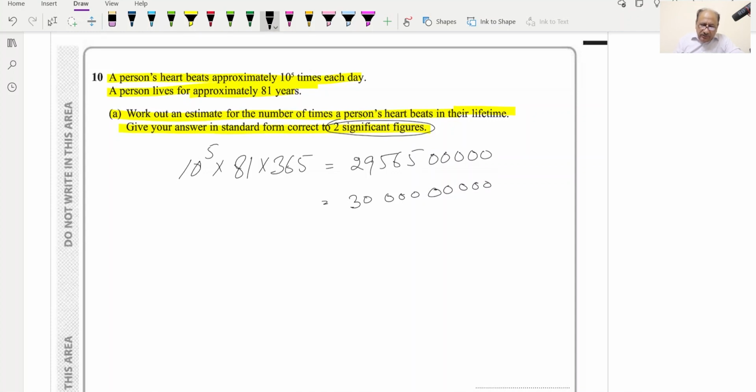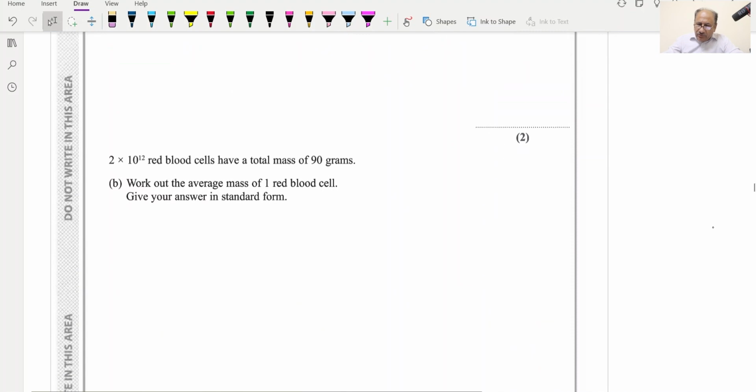But they're saying that we have to provide the answer in standard form. So for that we can write the decimal after the first non-zero digit, and there will be 1, 2, 3, 4, 5, 6, 7, 8, 9 zeros we will be jumping, so it will be 3.0 into 10 raised to 9. This will be our final answer, 3.0 into 10 raised to the power 9.